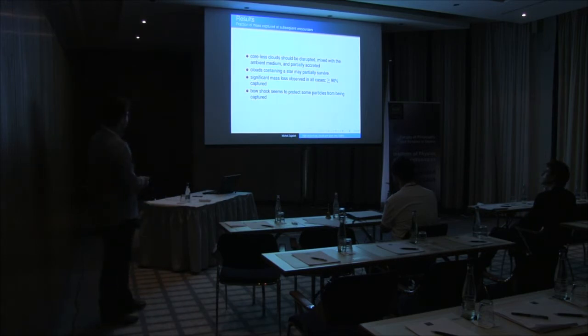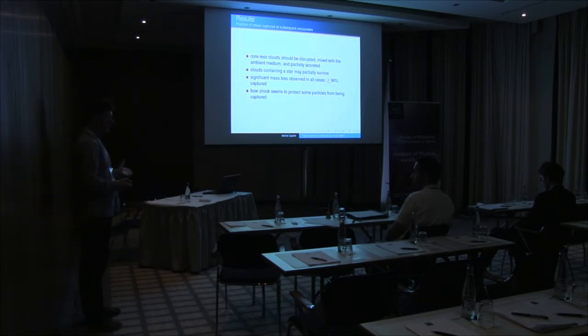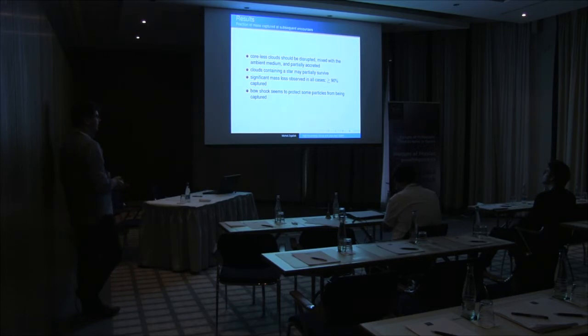We can summarize the results from our simulation runs. Coreless clouds should be disrupted, mixed with the ambient medium, and partially accreted. Although it needs to be said at this moment that we only follow the evolution to about 300 Schwarzschild radii, so we do not discuss possible processes with relativistic effects very close to the black hole. It is more complicated.